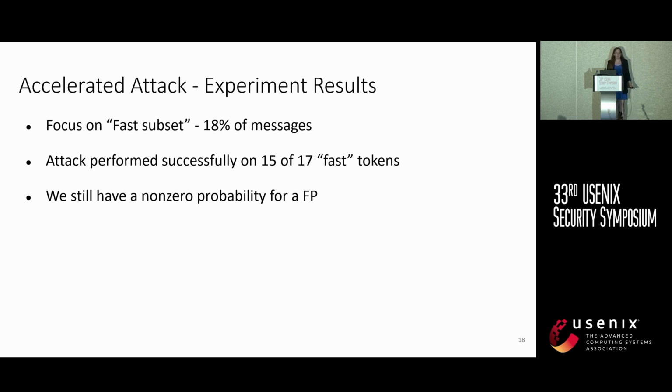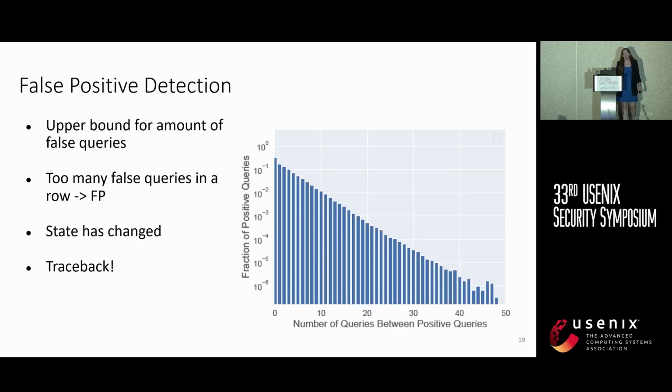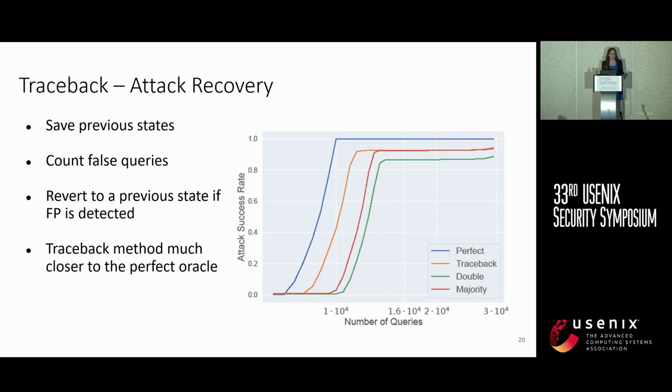So we realized that we needed to be able to detect false positives after the fact. And so we noticed that in the second stage of the attack, if we encountered a long list of false results, then we had probably encountered a false positive because it was very unlikely to get such a large number of false results in a row. But since the state had changed, we needed to be able to perform a traceback. And so we saved the previous states and detected the false positives. And once we did, we reverted to a previous state. This method allowed us to get results that were much closer to that of the perfect oracle.